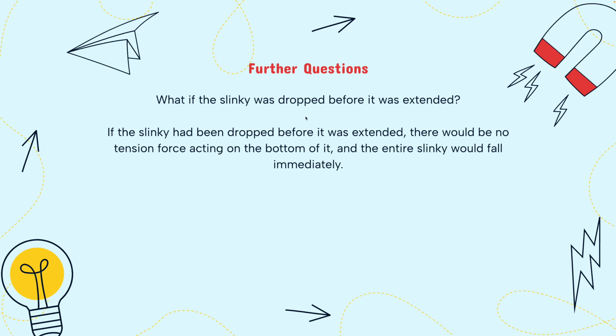So some of the questions I created were for what does it mean, or what if. For the what if question, I asked what if the Slinky was dropped before it was extended out? And the answer to that is there would be no tension force acting on the bottom of the Slinky, and thus the entire Slinky would fall immediately.